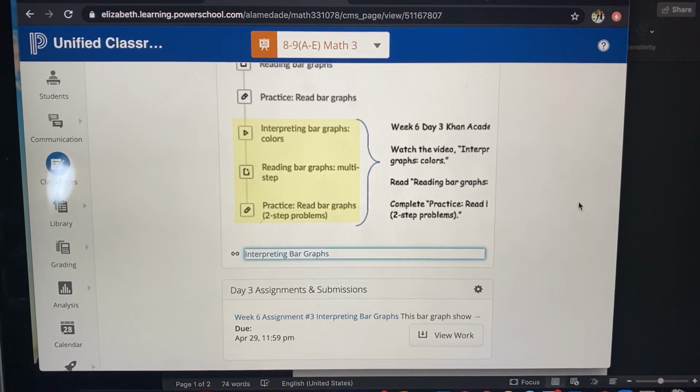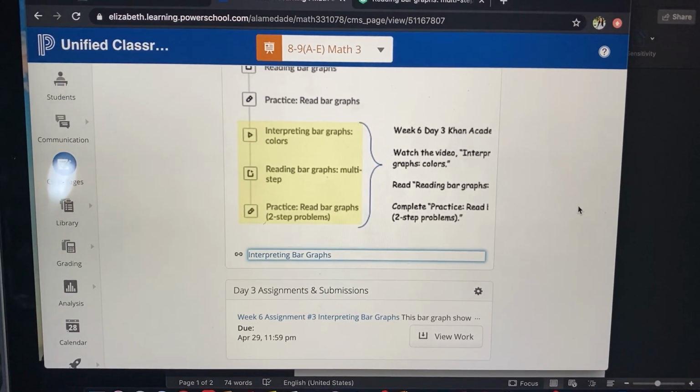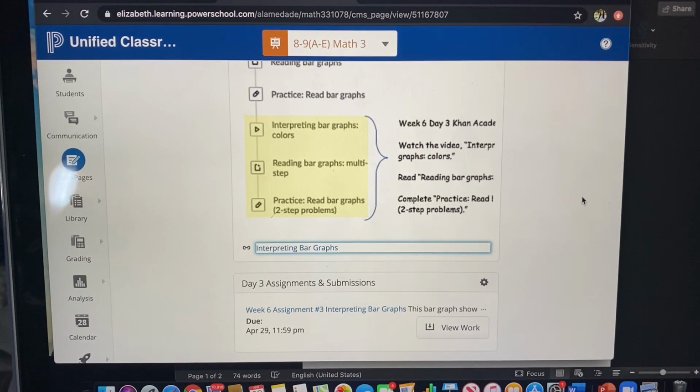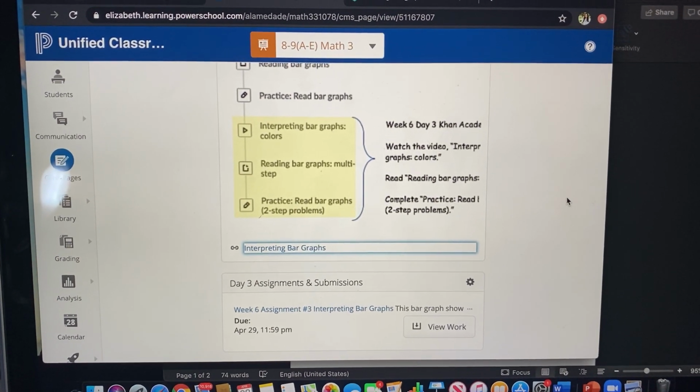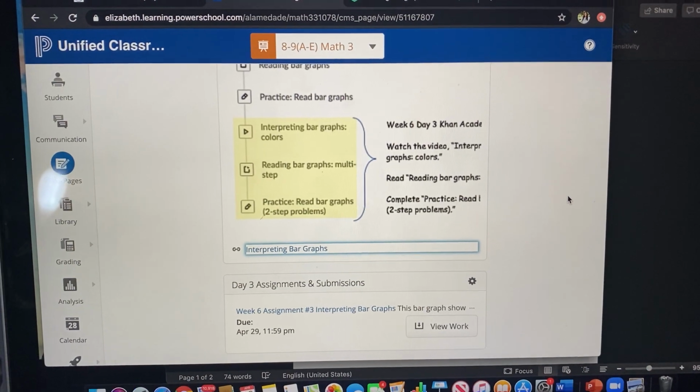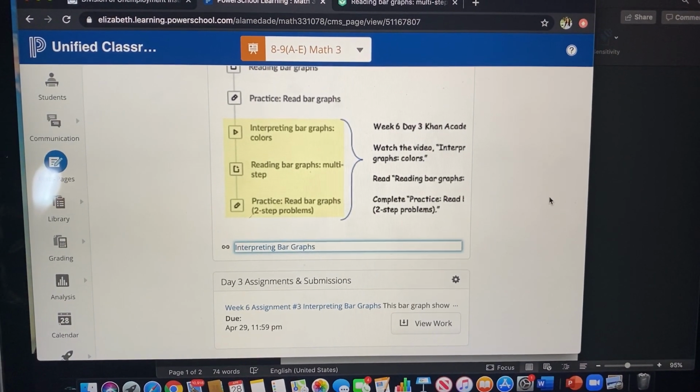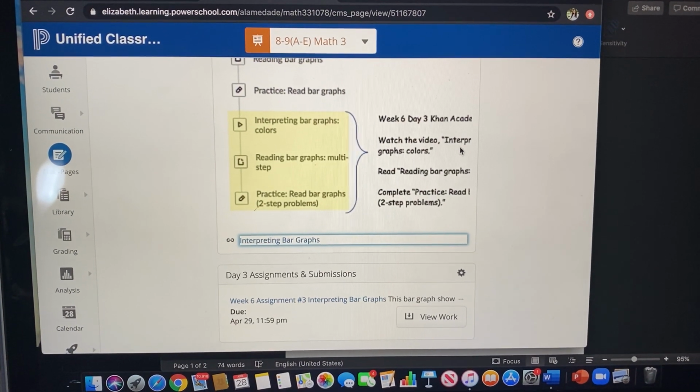Everyone. Today we are on day 3 for math. So you guys have been watching Khan Academy videos and completing assignments from the Khan Academy videos. So now you guys just have to complete the last 3 parts.